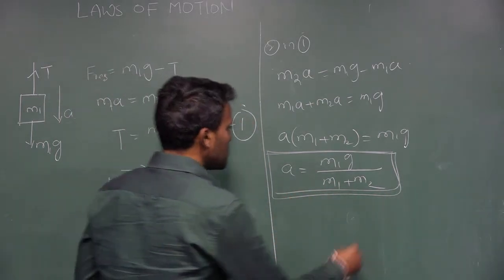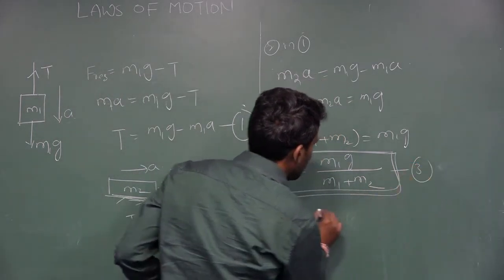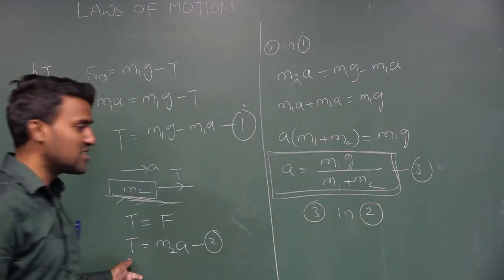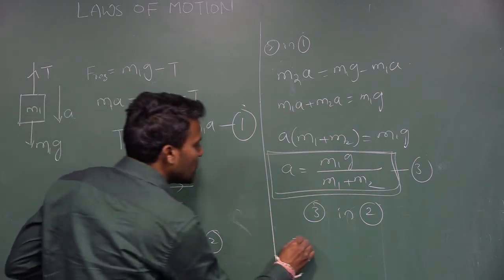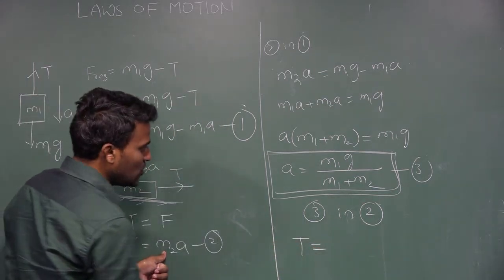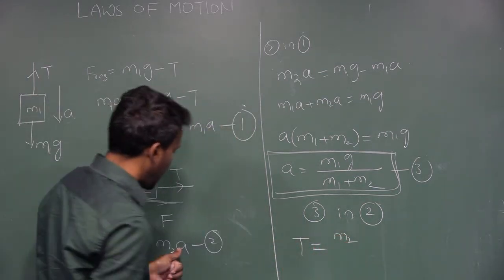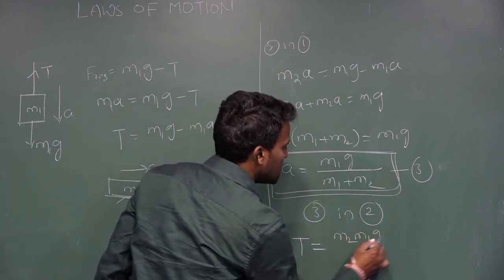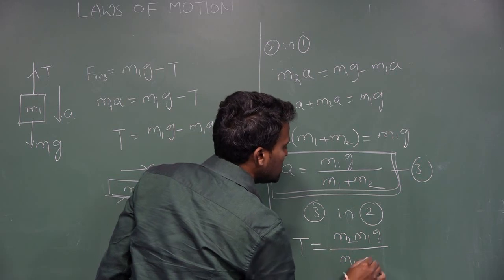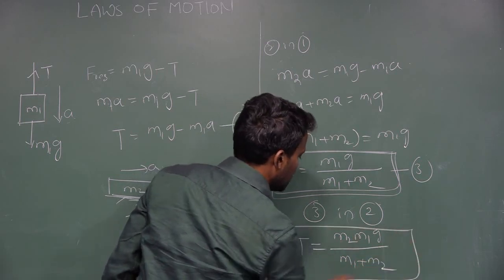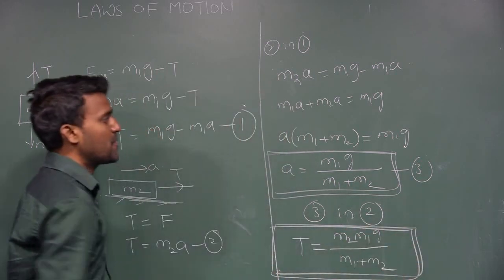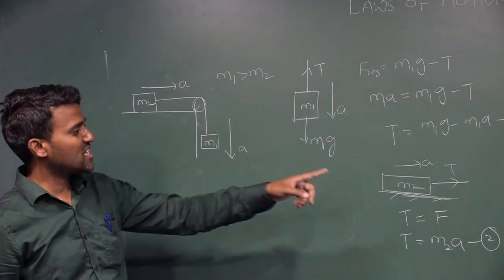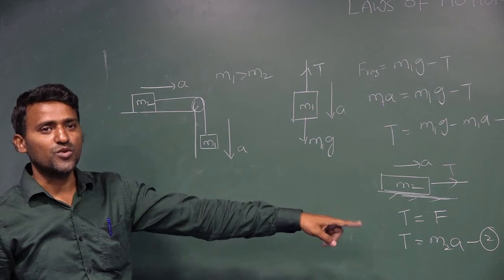And if you substitute equation 3 in equation 2, you can get the tensional force. T is equal to m2a, a means this one, so T equals m2 m1 g divided by m1 plus m2. This is the tensional force. That is about this diagram: the acceleration and the tensional force.